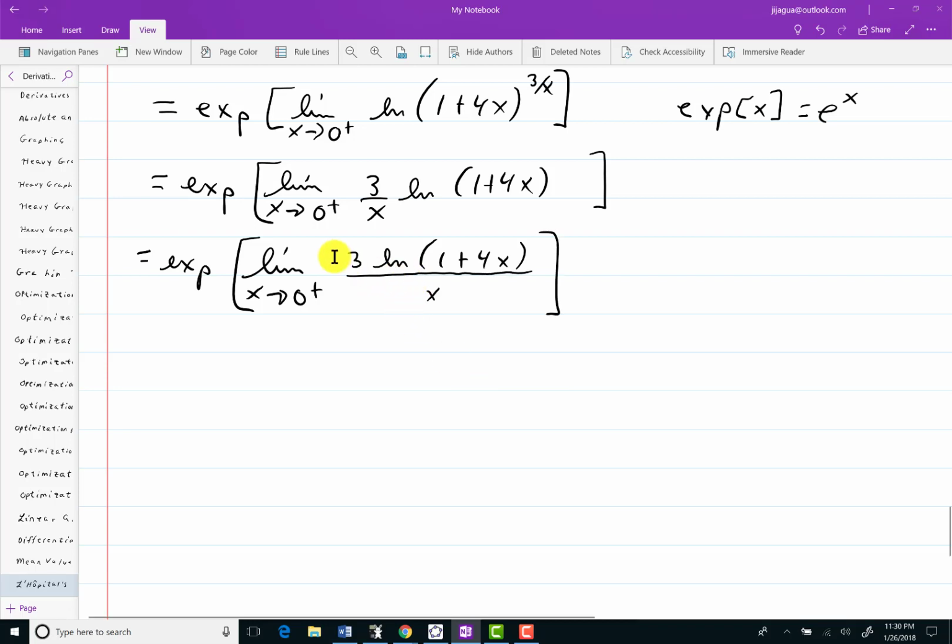Now, look at just the fraction. If I plug 0 in for x, I will have 3 ln of 1. ln of 1 is 0. If I plug 0 in for x, I'll have 0 down here too. So I will have a 0 over 0 limit. Now I can work just inside the brackets and do L'Hopital's rule. Don't forget the exp. Just keep writing it, because you'll forget it if you don't.